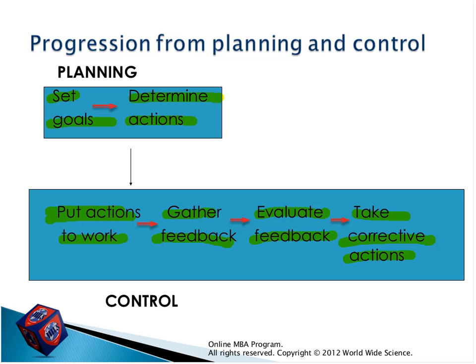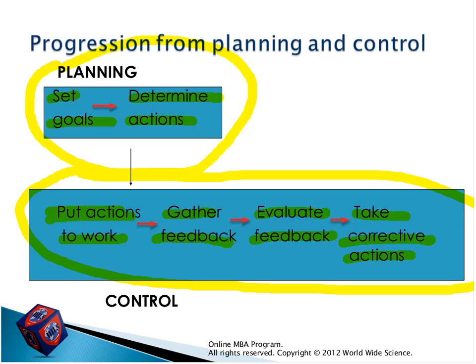And here is the first part, set goals and determine actions, called the planning. And the second part, from put action to work through taking corrective actions, is called controlling the business. So we always have to control our business to make it profitable.